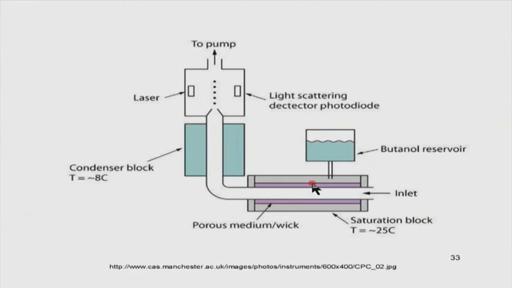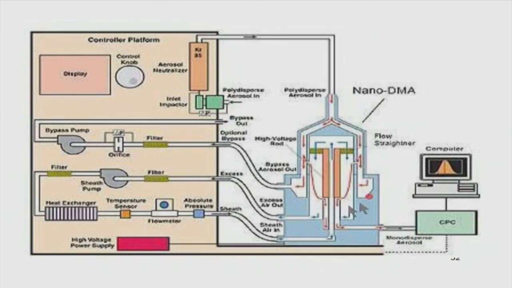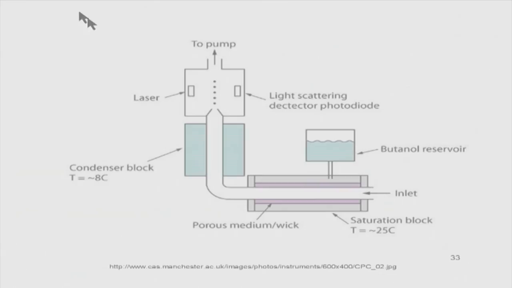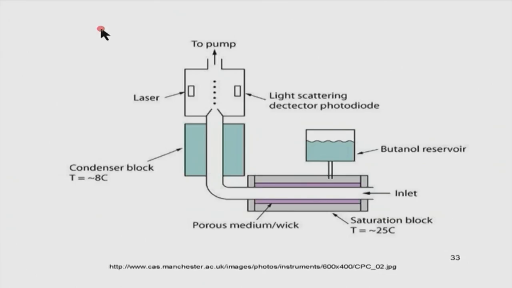Okay? This is now the next part. This particular instrument had two parts to it, the sizer and the counter. So counter, what do you do? How do you count these particles? They're in the nanometer size range. This instrument can go down to 3 nanometers. So now you have a 3 nanometer particle, but how are you going to count it? Okay? Then you use a trick.